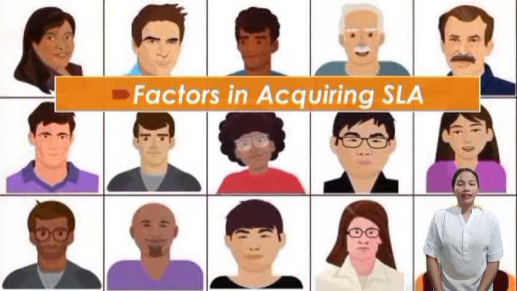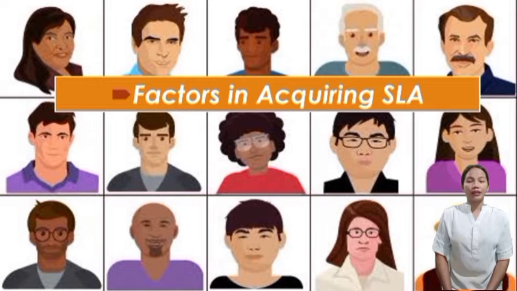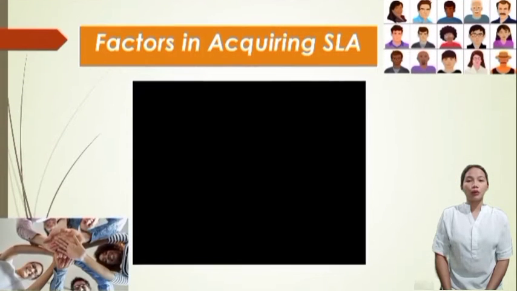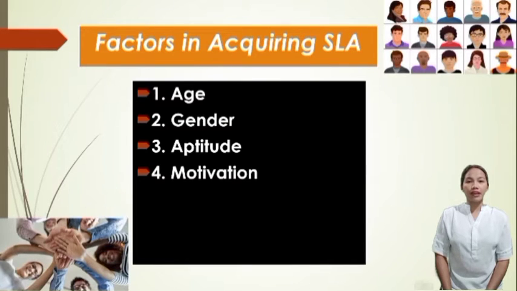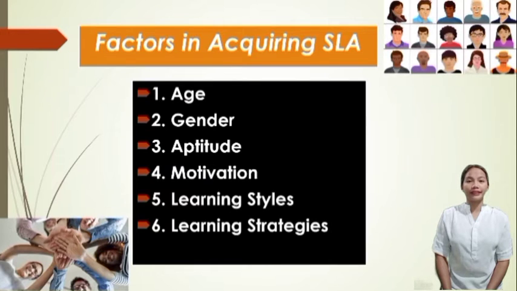That is why Ehrman, Leaver, and Oxford in 2003 classified seven learning areas as factors of learners' individual differences that affect acquiring a second language. And these are the following. We have age, gender, aptitude, motivation, learning styles, learning strategies, and personality.